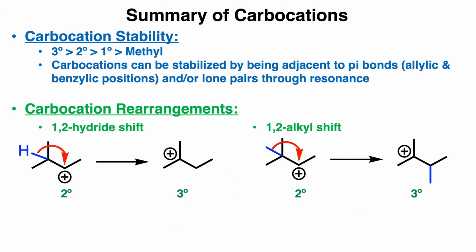So in summary, tertiary carbocations are most stable, while methyl carbocations are least stable. And carbocations can be stabilized by being adjacent to pi bonds, aka allylic and benzylic positions, and they can also be stabilized by lone pairs through resonance. And carbocations can also rearrange to form a more stable carbocation through either a hydride shift or an alkyl shift.